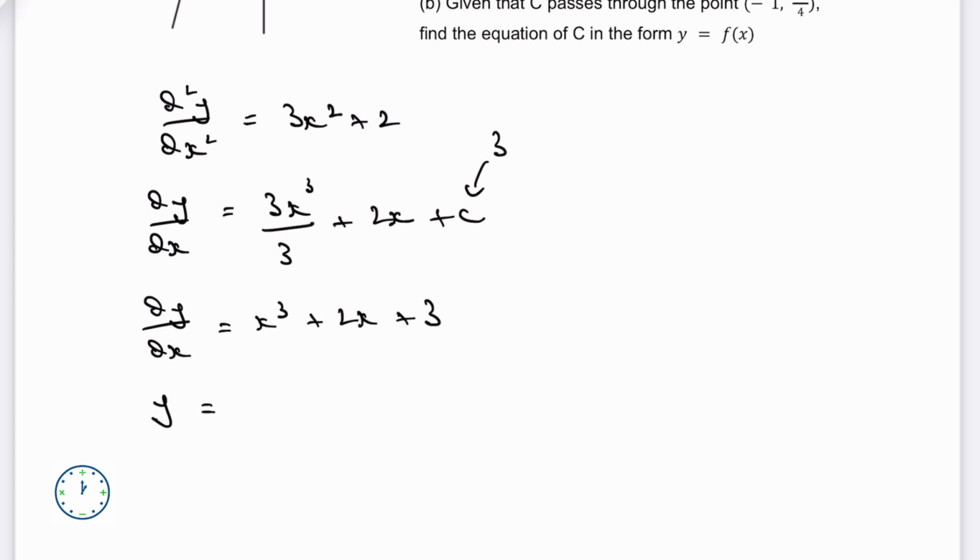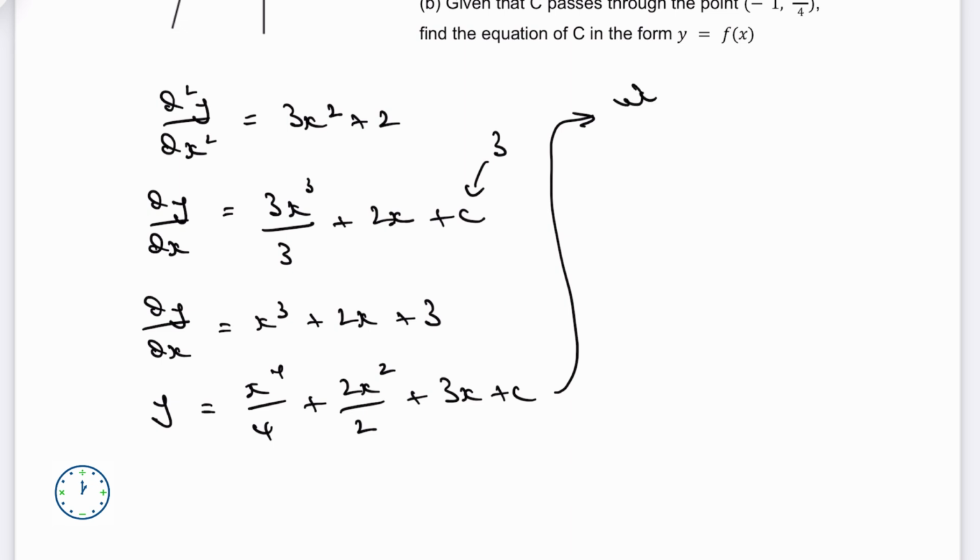I'm going to add 1 to the index and divide by the new index. That's going to give me x to the 4 over 4 plus, in this particular case, 2x squared divided by 2, plus 3x, for the reasons we mentioned before, plus c, which I don't know in this particular case. Now I've got to use the coordinates I've got, when x equals -1 and y equals 1/4, and if I put them into this formula, it allows me to calculate the value of c.